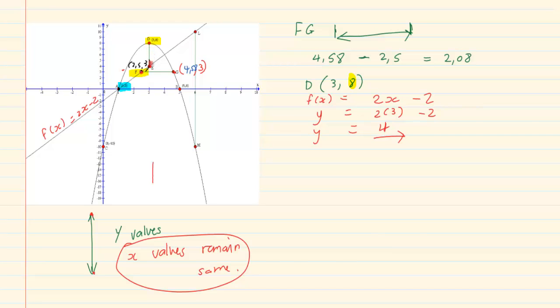So the coordinate of E, remember I have D's coordinates is 3 and 8. And now I have E's coordinates, which is 3 and 4. Now what is the length of DE? We're going to say top minus bottom, which is equal to 4. So the length of DE is 4 units.